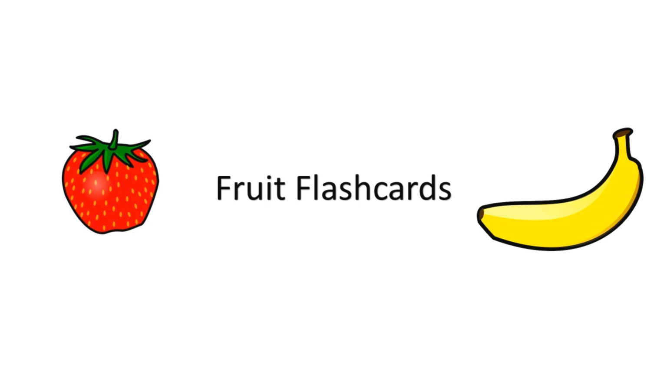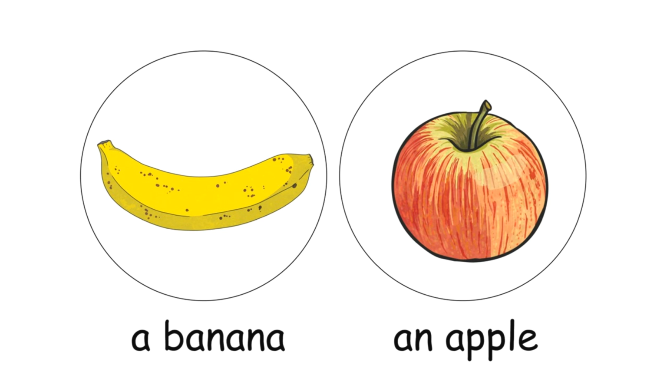Okay, now we're going to read the fruit flashcards. I will say each word 3 times. Please repeat after me. A banana. A banana. A banana.